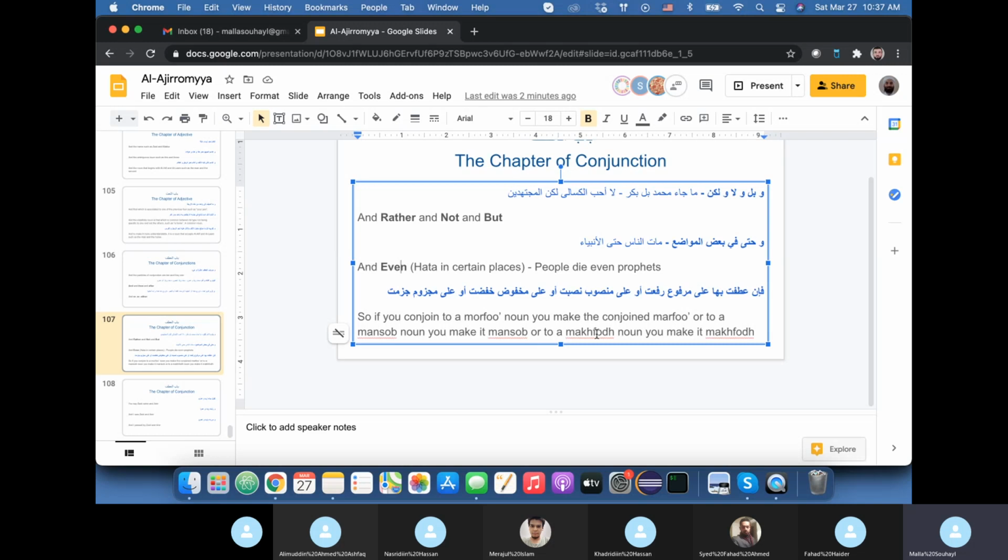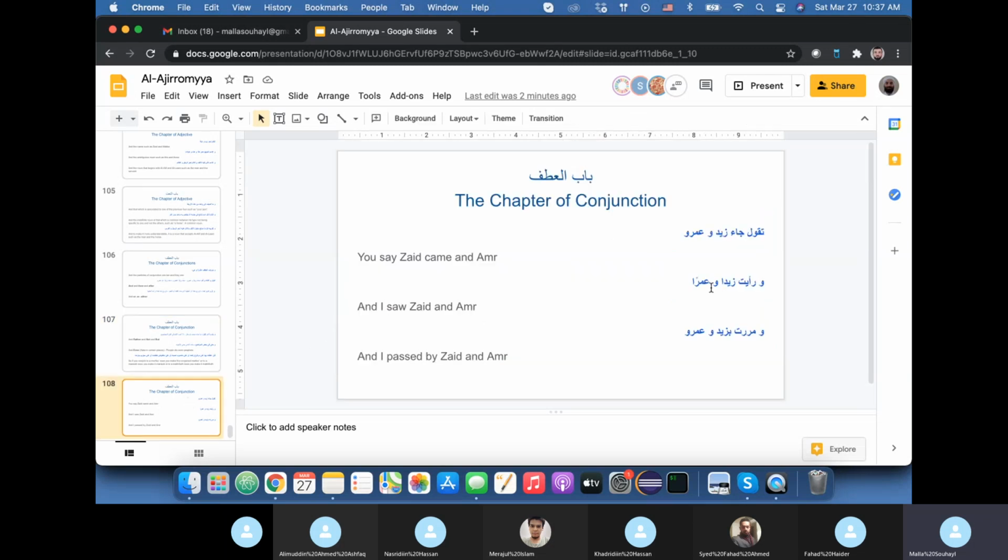The same thing with makhfud. You say marartu bi Zaydin. Zaydin here is makhfud. Wa amrin. Here you conjoined Amr, you added Amr to Zayd. Therefore, Amr will also become makhfud. You say marartu bi Zaydin wa amrin, right? And the examples are here.